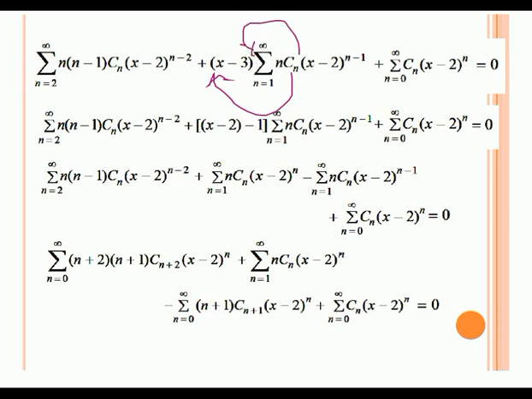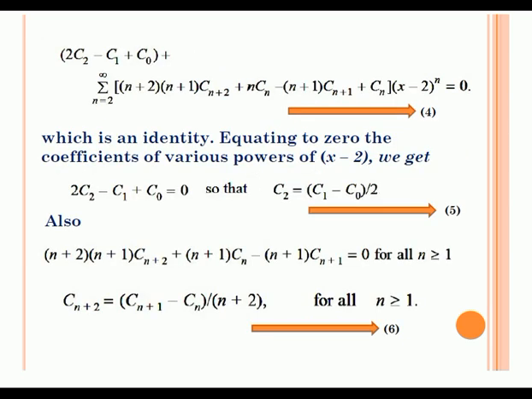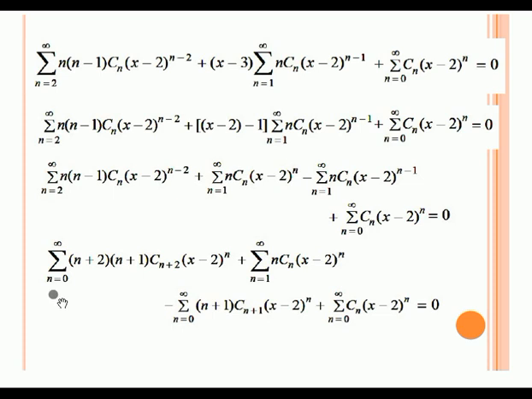Similarly, that type of simplification you also do. So you see that it is self-explanatory to you. After making (x minus 2) whole power n, each and every term will start from the same value, so that I can take the common. Here it is starting from n equal to 0, here n equal to 1, here n equal to 0, and here n equal to 0.